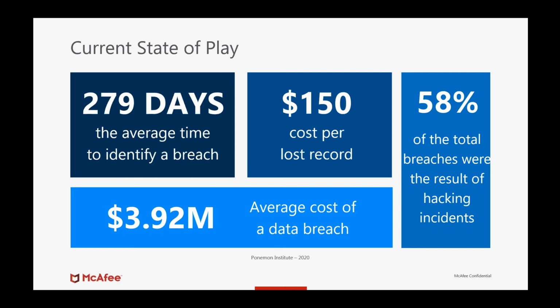The reason is, according to the Cost of a Data Breach report of 2019 by the Ponemon Institute, the average cost of a lost record is about $150. And 58% of the total breaches were the result of hacking incidents that happen in an organization, right? And the average cost of a data breach for an organization is roughly about $3.92 million. Now, imagine if there was an organization that is at $10 million or $20 million in revenue, and if there was a data breach and they lost nearly $4 million towards a data breach, or they had to pay regulatory fines, etc., it's not a very pleasant situation to be in.